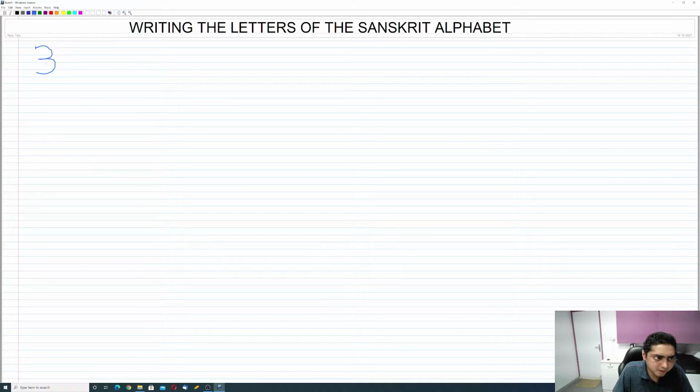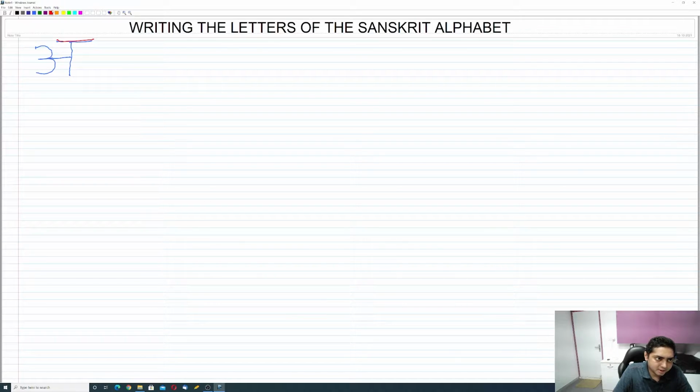A. Note how I write the stroke. So the first stroke is in the form of a 3 shape. Then I draw a horizontal line, then a vertical line, then again a horizontal line at the top. So this is how you write the letter A. And in Sanskrit you always write this line at the top. In Devanagari script you always write the line at the top.